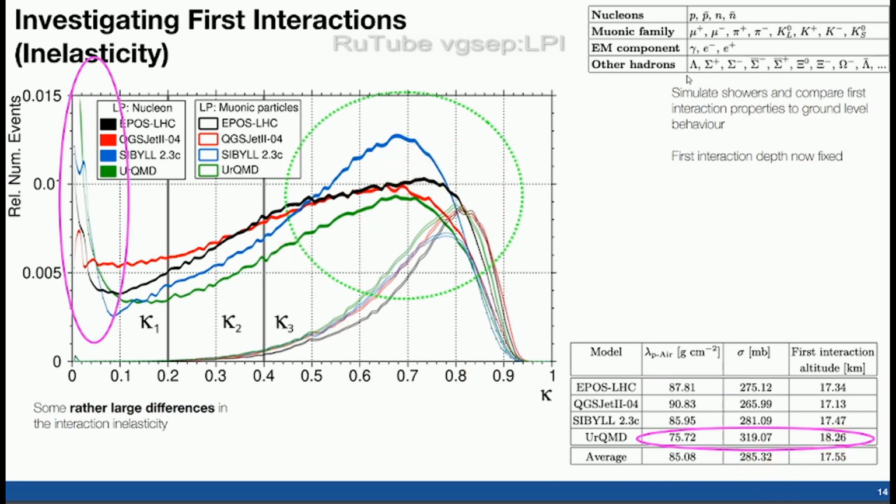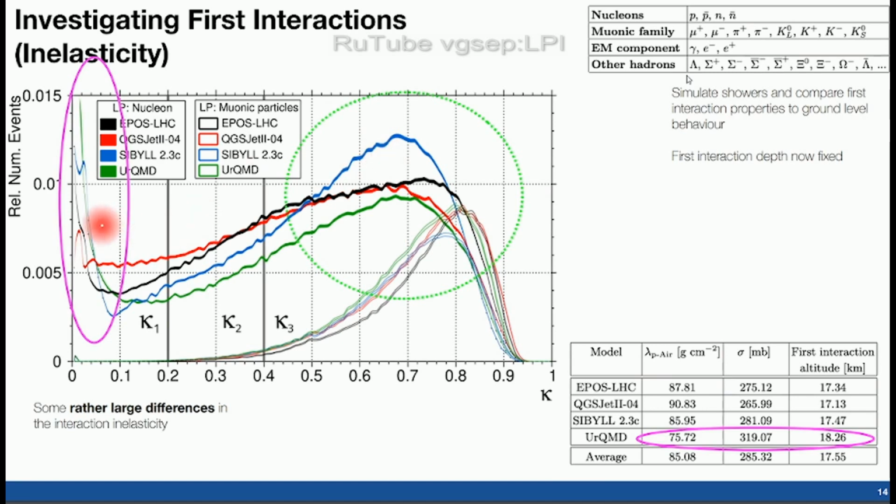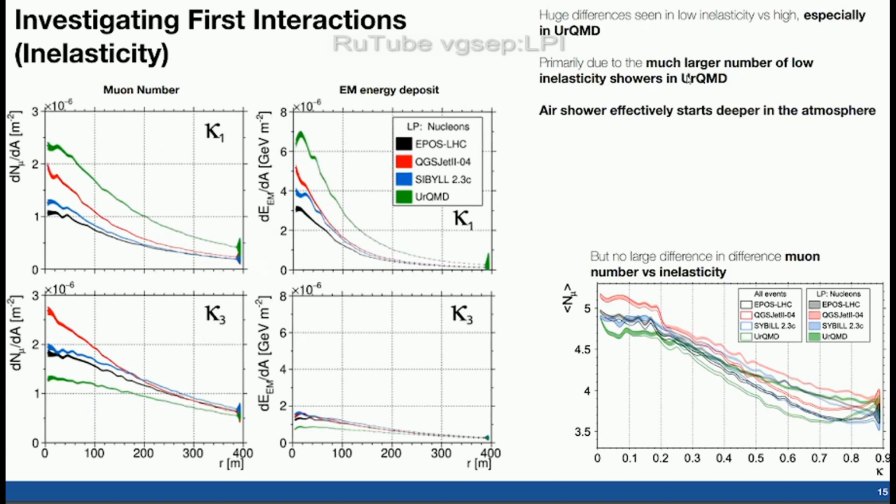Otherwise, around the peak, you see some differences between the models. QGSJet and EPOS are relatively minor. UrQMD seems to be a little bit peakier than the other models. So we then split this distribution up into three bands, K1, K2, and K3. And essentially what you see, if you compare the low inelasticity band with the high inelasticity band, is that the driving force behind the difference in the LDF at ground level is really how far your shower is penetrating through the atmosphere.